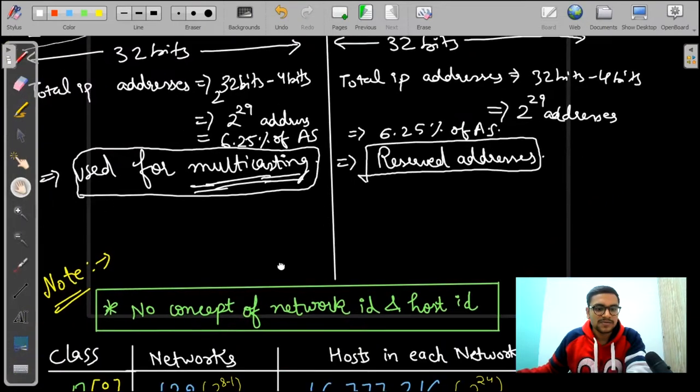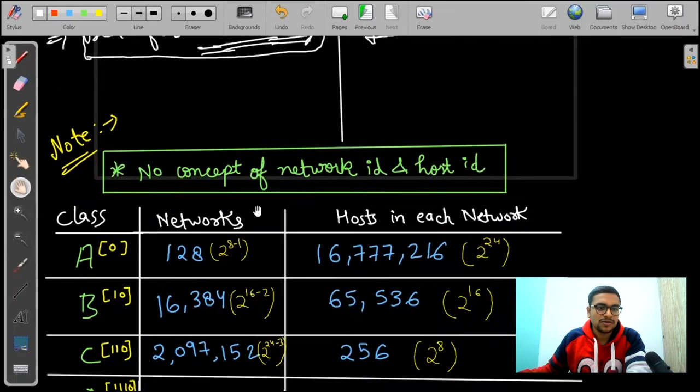Moving on, there is a specific note that I would like to share with you all. There is no concept of network ID and host ID in class D and class E. So whatever network ID and host ID concept we discussed for class A, B and C, there is no such concept for class D and E.